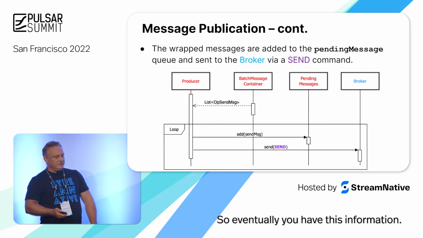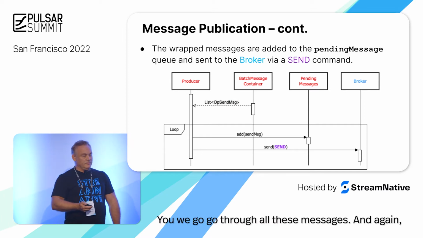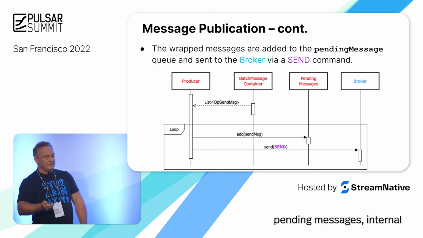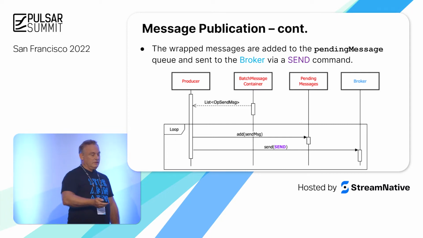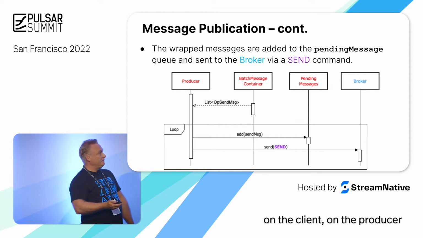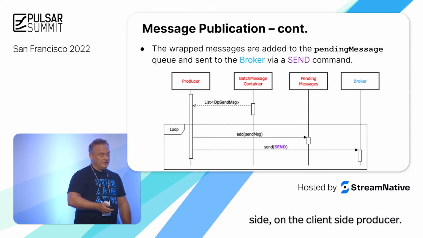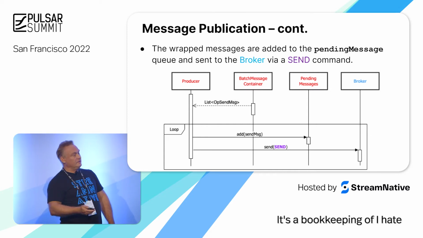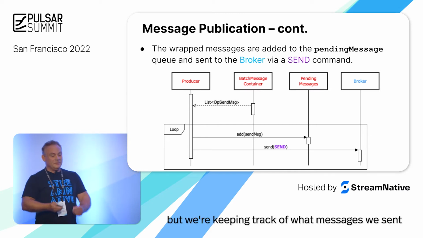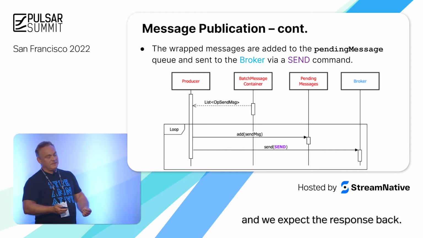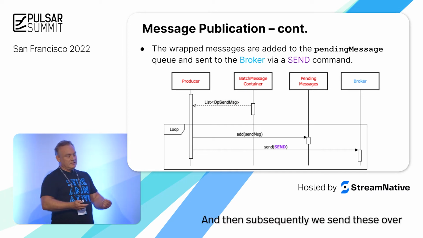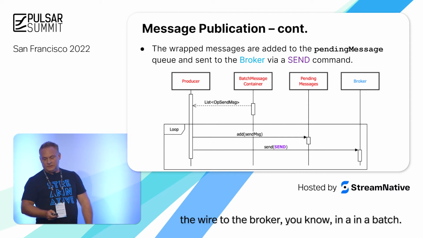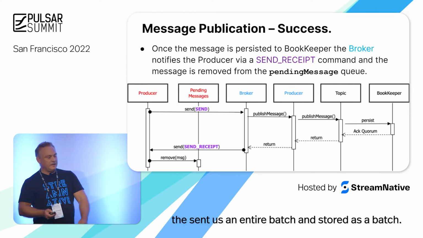Right, so eventually you have this information. We go through all these messages, and again, as I mentioned before, we add them to this pending messages internal queue on the producer side, the client-side producer. So it's just a buffer of all these messages, and it's a way of tracking. It's bookkeeping, I hate to use the term bookkeeping as a BookKeeper person, but we're keeping track of what messages we sent, and we expect a response back. And then subsequently, we send these over the wire to the broker in a batch.